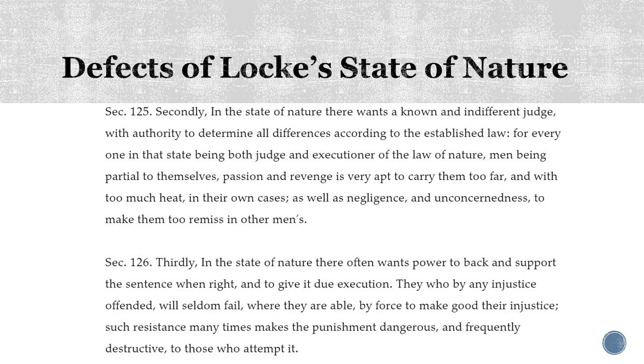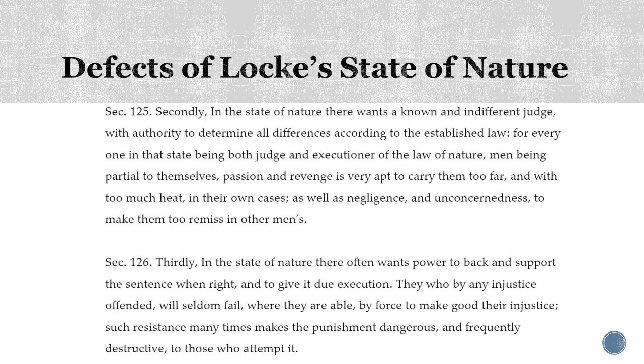Section 126 continues, thirdly, in the state of nature, there often wants power to back and support the sentence when right and give it due execution. They who by any injustice offended will seldom fail, where they are able, by force to make good their injustice. Such resistance many times makes the punishment dangerous and frequently destructive to those who attempt it.